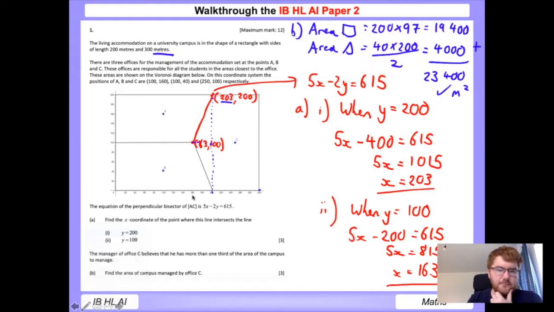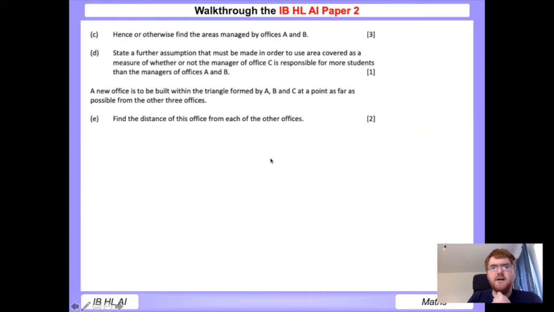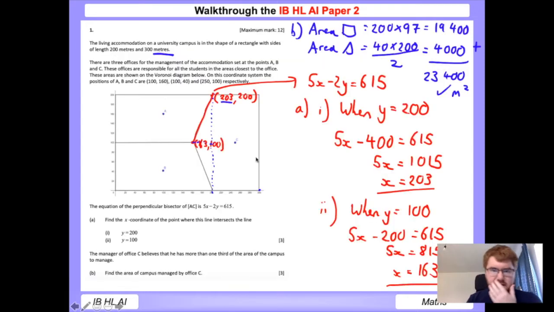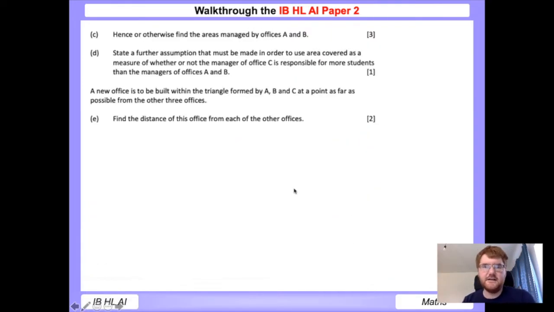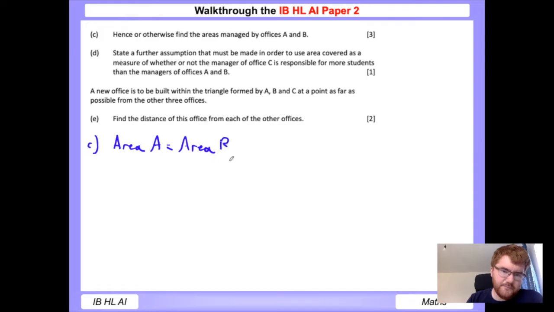Okay, let's move on. Question C, hence or otherwise, find the areas managed by offices A and B. So let's go back to our diagram. I think I can probably convince you here that A and B are essentially the same shape. So they share this line, they share this line, this is the same line. So you're probably agreed that the area of A, actually let me write this on the next slide, down here. So area of A is equal to area of B.